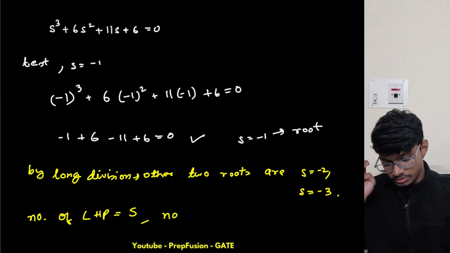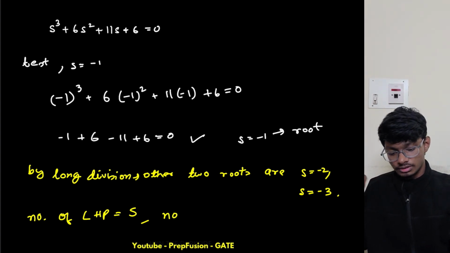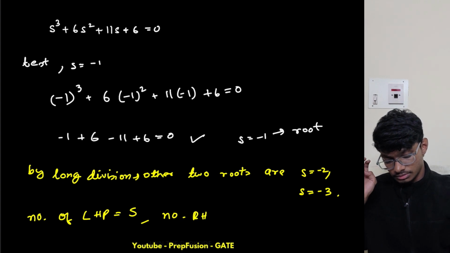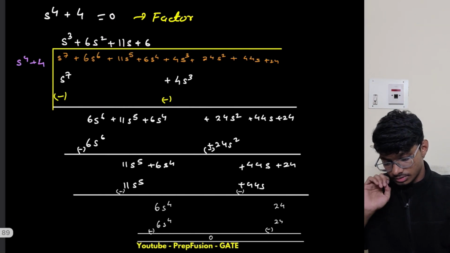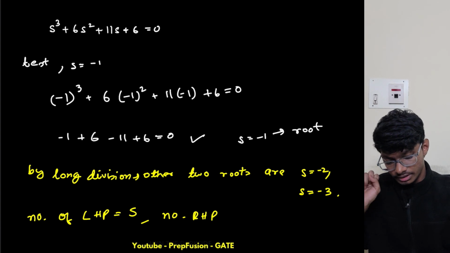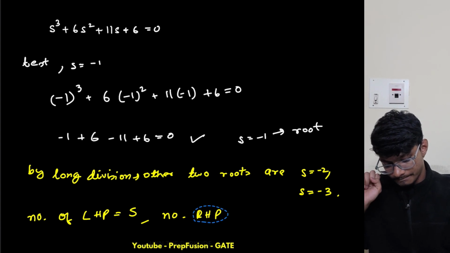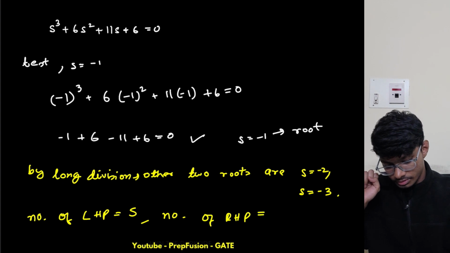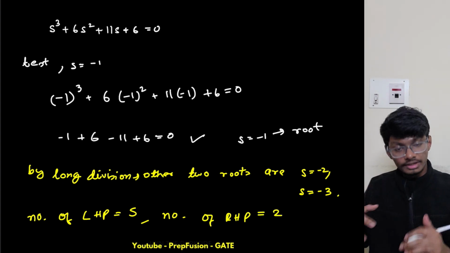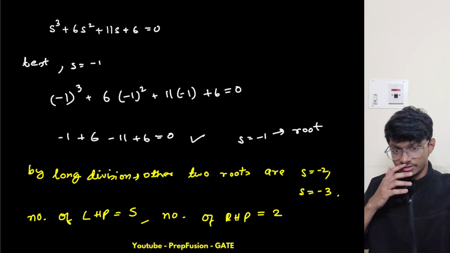And number of right hand poles, sorry, there I had 2 and here, yeah, 3. Number of right hand poles, yeah, I have 2 only, right? Number of right hand poles equals to 2. So from here we can actually see where are the roots and where are the poles, right?